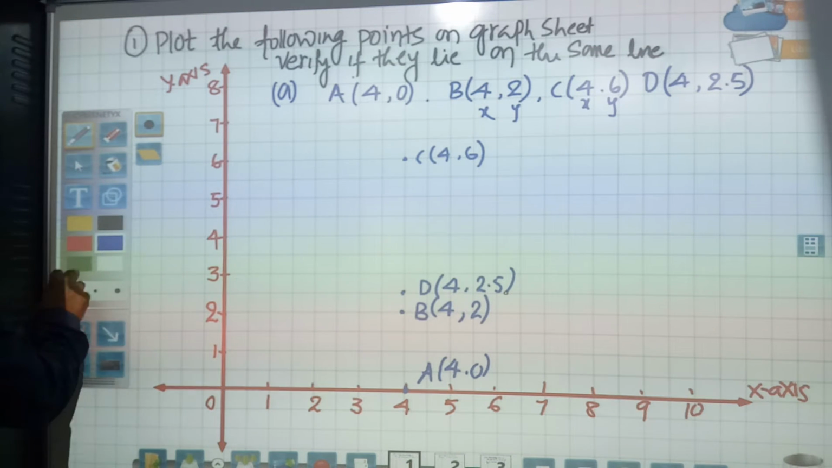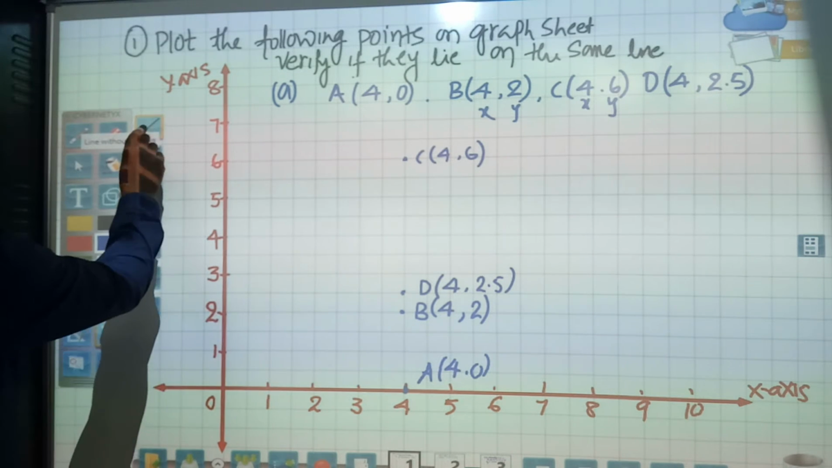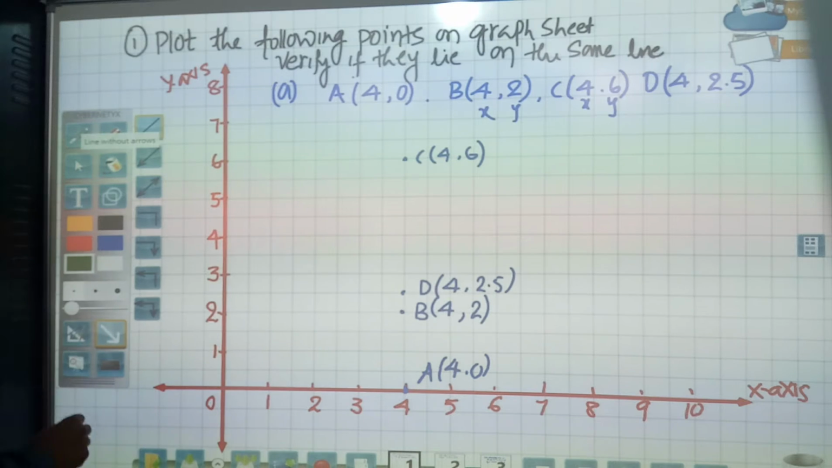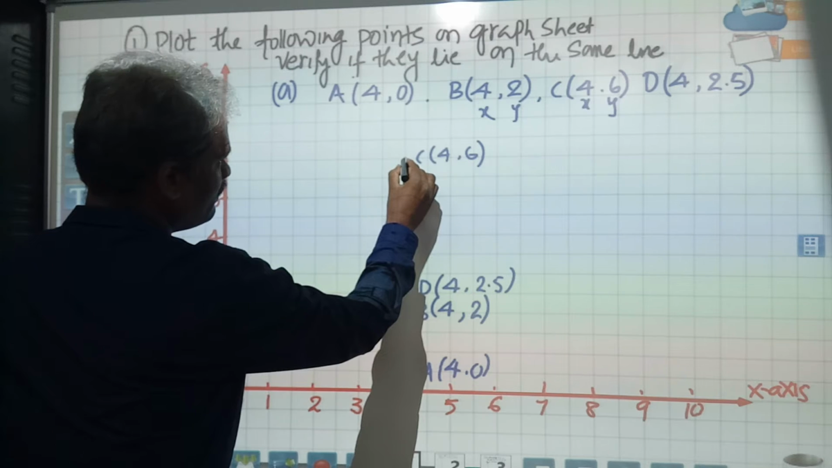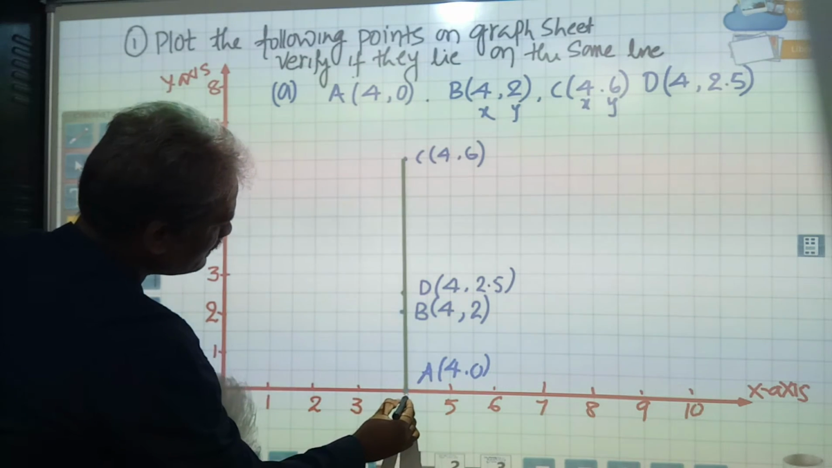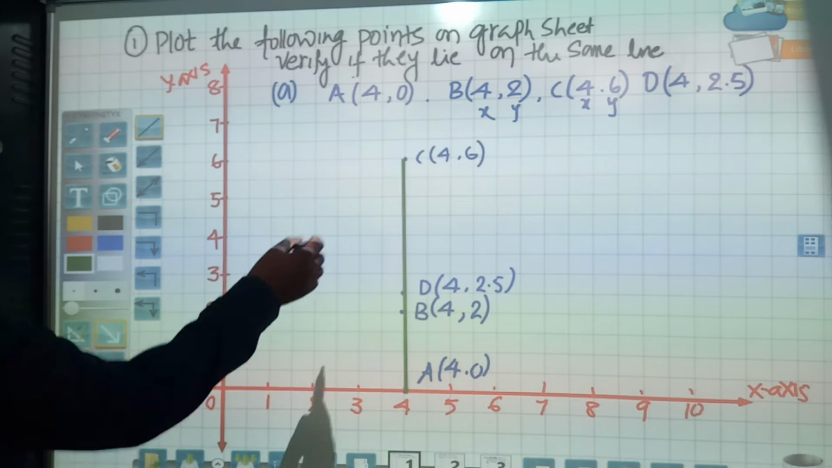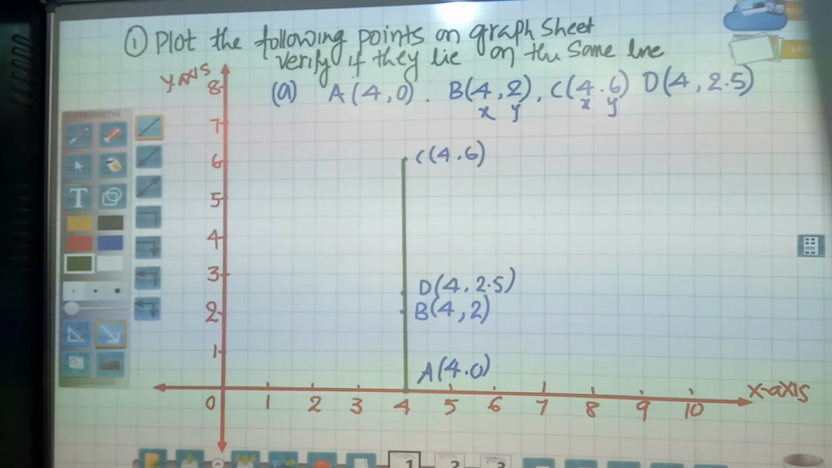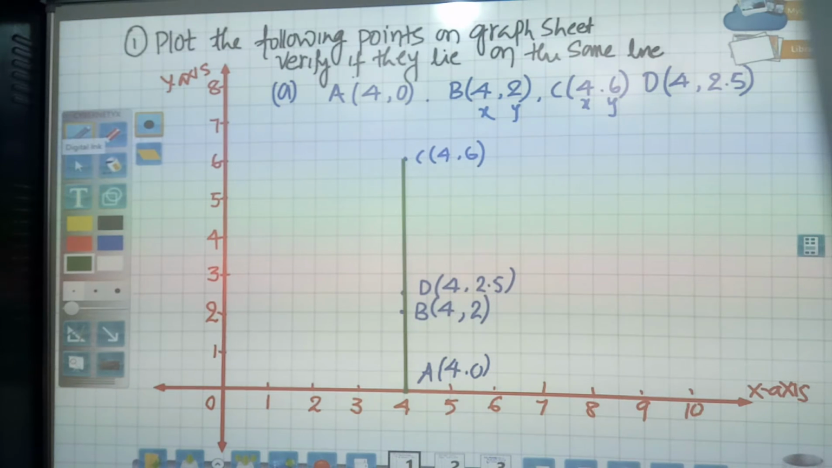Now you have to draw a line using a scale and pencil. You can draw a line passing through these points. Whether they lie on the same straight line or not, you can see now. So I will start from here. When I draw a straight line, all these are passing through the same straight line. All the points lie on the same straight line. So we have verified that A, B, C, D lie on the same straight line. So now this is the first question. Then we will go to the second question now.